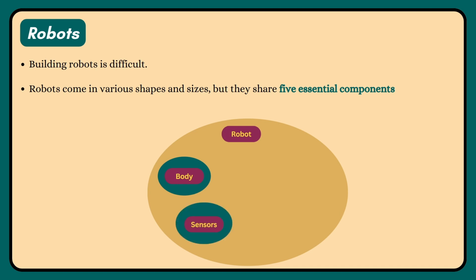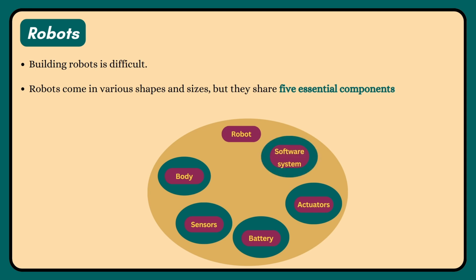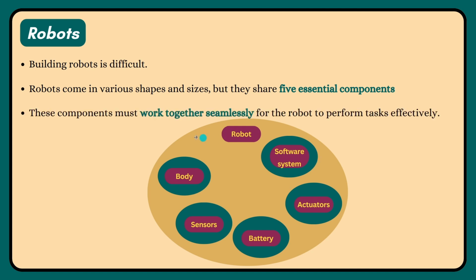The second is the sensors such as camera, LiDAR to read the environment around it, and the battery that powers the robots, and the actuators that move the robots, which can also be the motors which move the components of the robots, and lastly software system, which is the brain of the robot, which reads the data from the sensors and gives the command to the actuators to act based on the circumstances. So when all of these components work together seamlessly, then the robot can perform the task effectively.